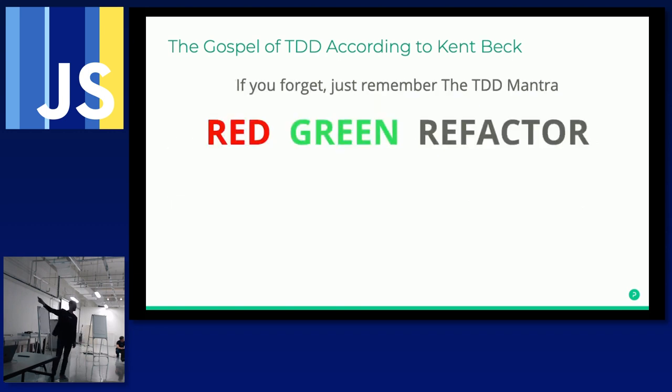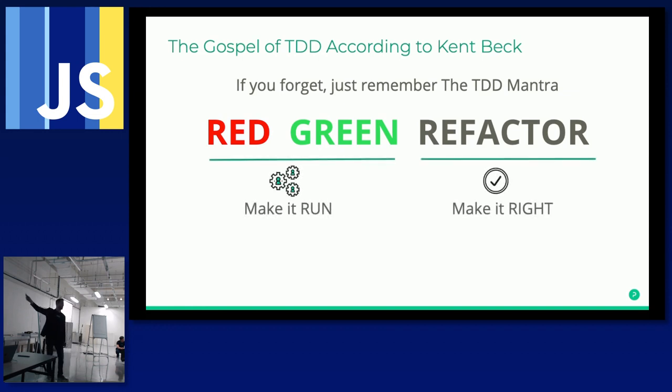Again, if you forget what TDD is, remember this: red, green, refactor. Quick, make it run: red and green. So writing a test that fails, making it pass, it runs. And then making it right. So we refactor the test and the code to make it clean and nice for other developers to look at it.